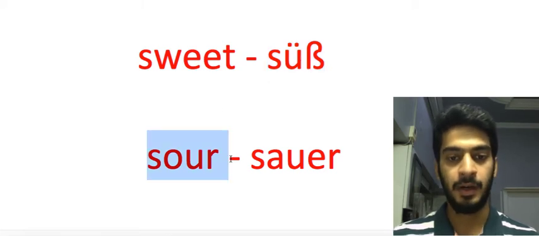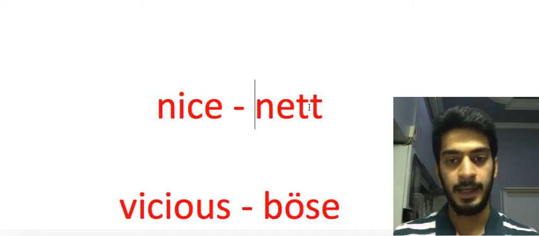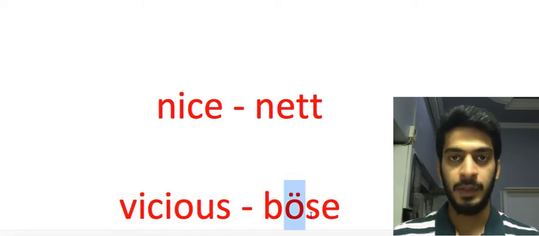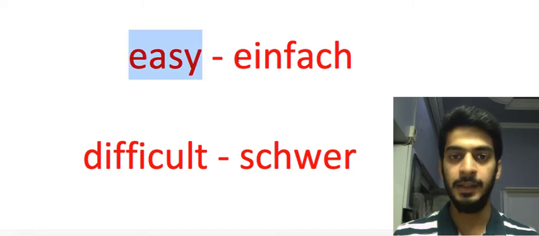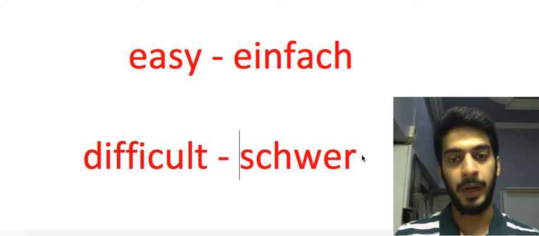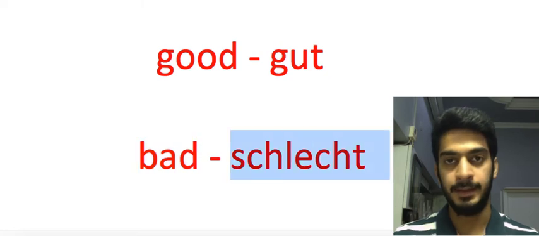Then sour, sauer, nice, nett, vicious, böse. In this word, we have O with umlaut, which is pronounced as EO. So, böse, vicious. Easy, einfach, difficult, schwer, good, gut, bad, schlecht.